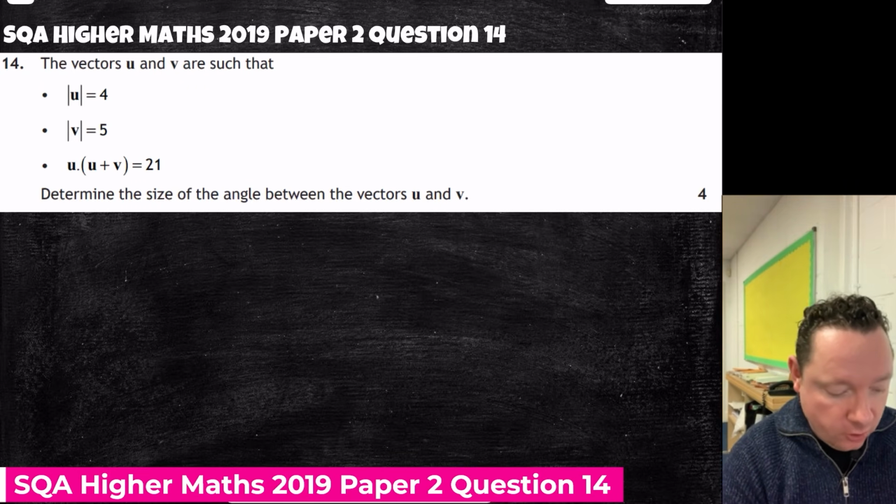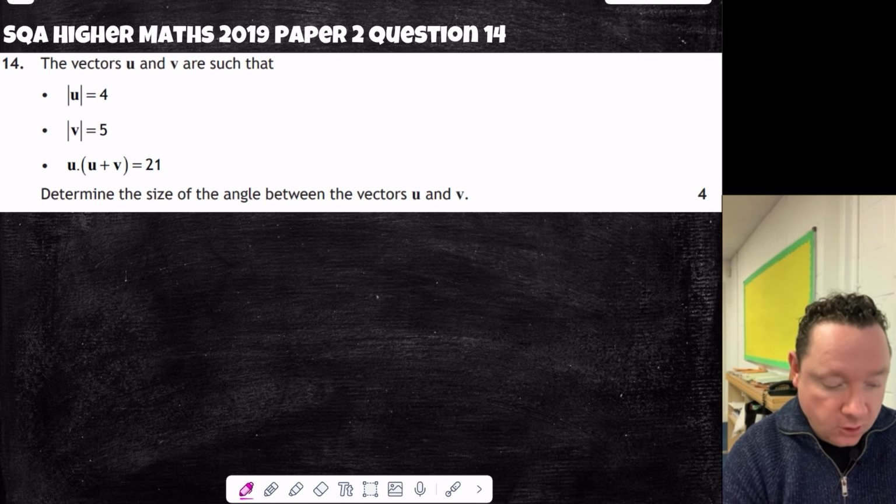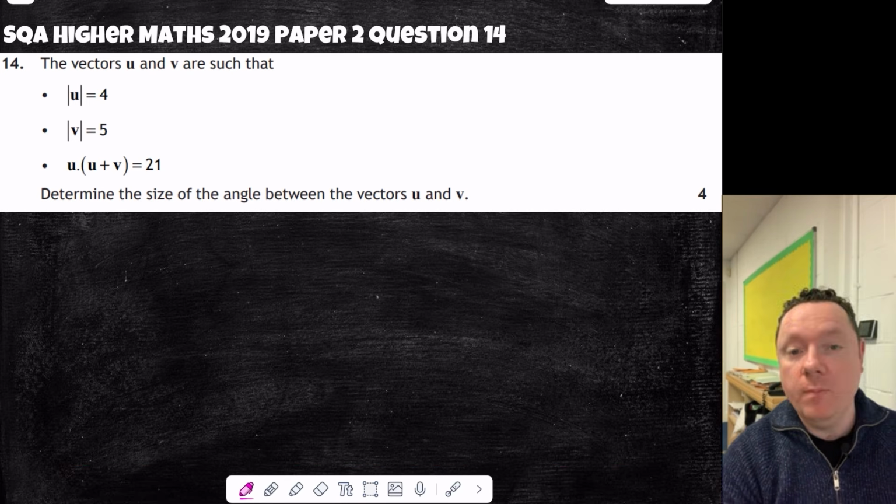SQA Higher Maths 2019, Paper 2, Question 14, Magnitude and Scalar Product of a Vector. We've got two vectors u and v such that the size of u is 4, the size of v is 5, and u dot (u plus v) is 21. Find the size of the angle in between.